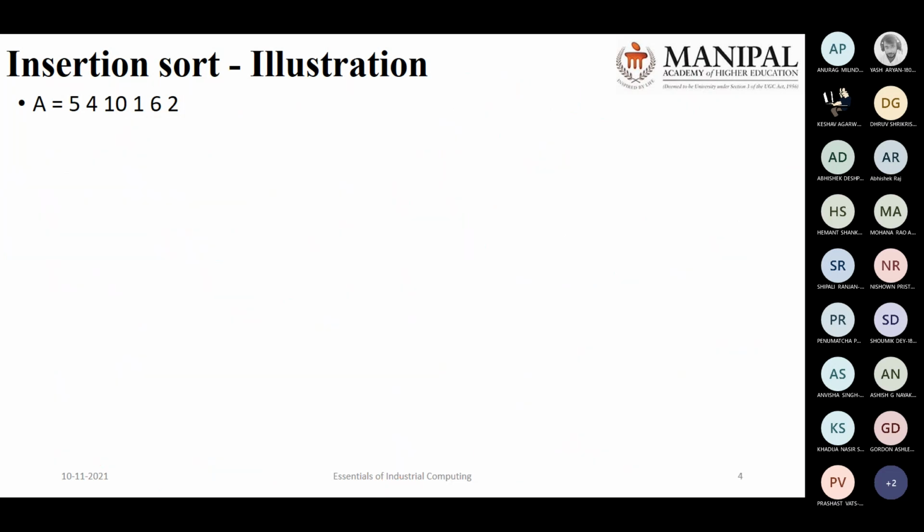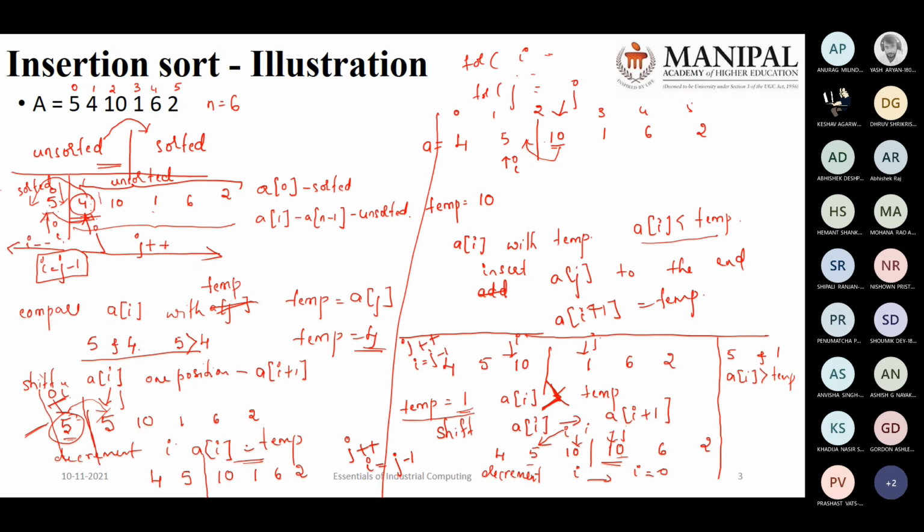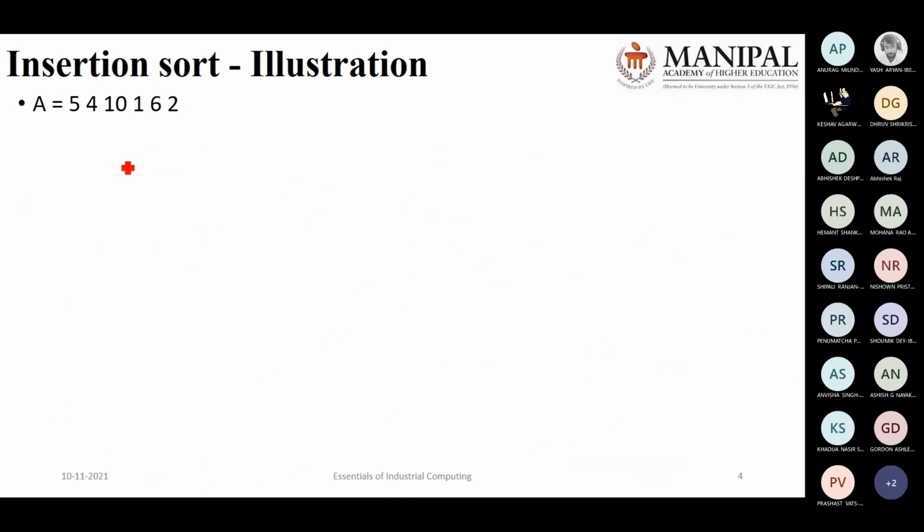I think I will move to the new slide, you will understand it better. So you had 4, 5, 10 in the sorted list. 10 is shifted. So 10, 6, 2. Now you have decremented, I is pointing here. You have j here. Temp is 1.